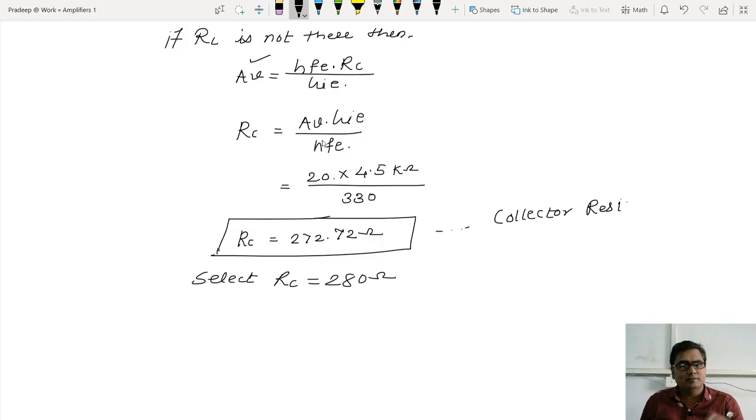So 280 ohm is available, take 280. If 270 is available, take 270. No matter what the value is, it should be a nearby value. Everything is approximate, I told you. Now see, one value we have selected from the output side is RC.